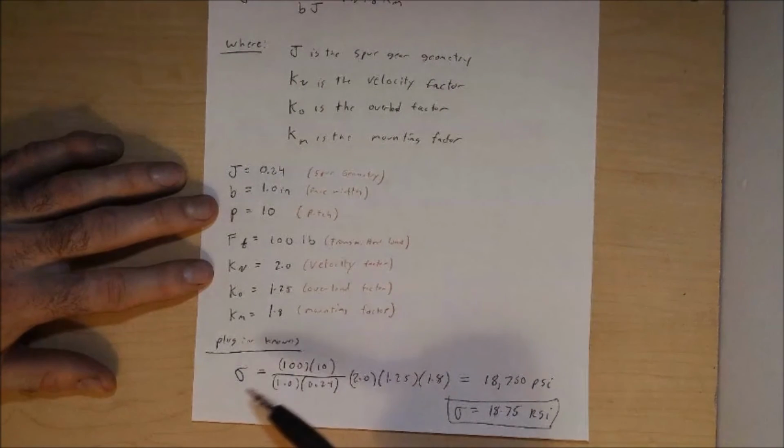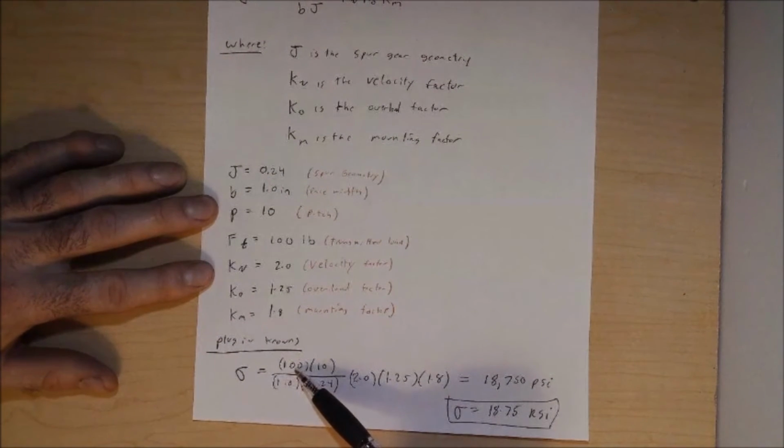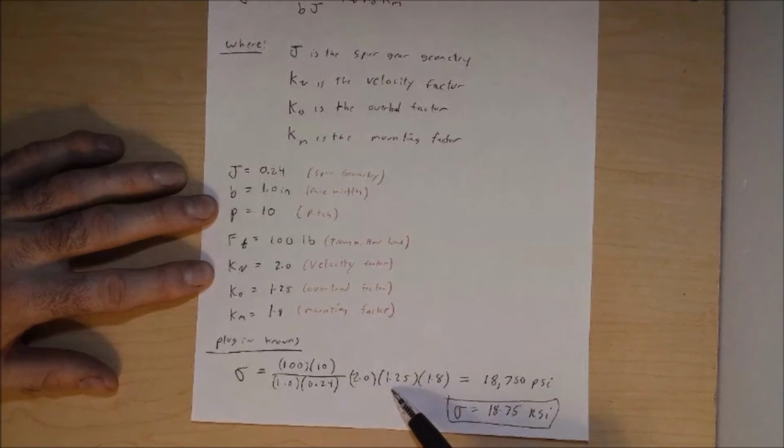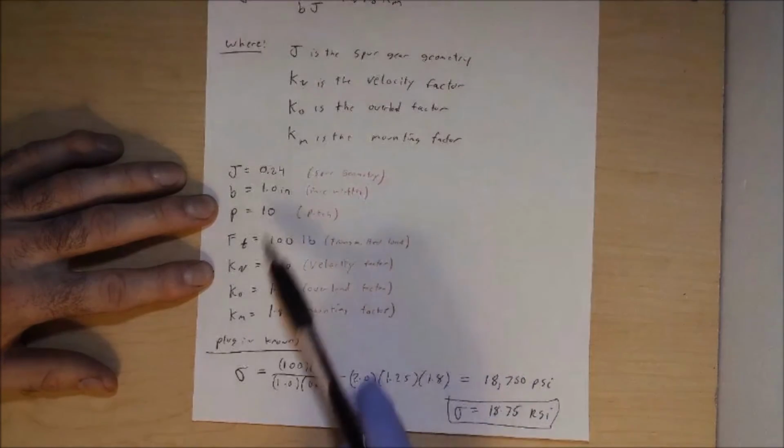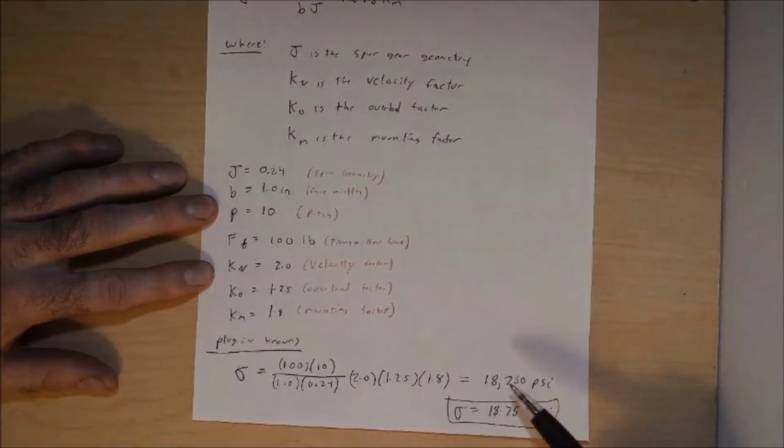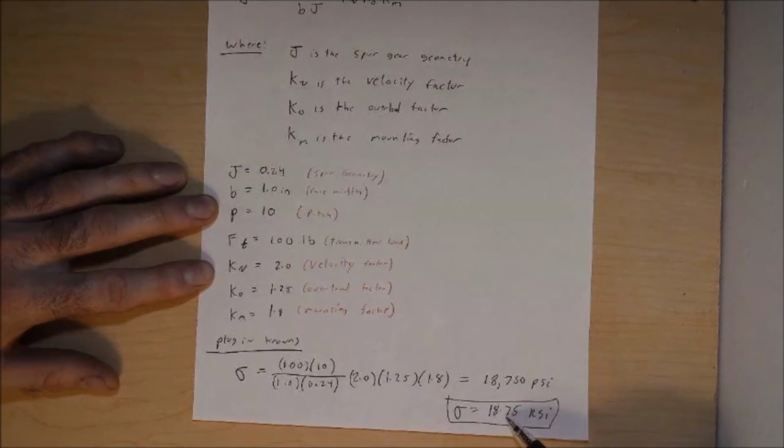So we do that there, and we find that our sigma is equal to 100 times 10 divided by 1 times 0.24 times 2 times 1.25 times 1.8. When we plug in all of our known values here, we end up with our sigma is equal to 18,750 psi, or if we switch to KSI, it's 18.75 KSI.